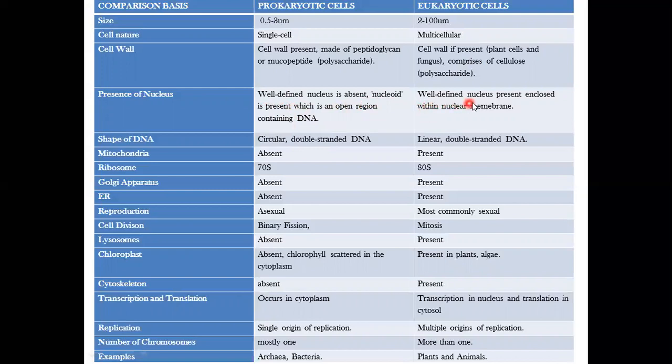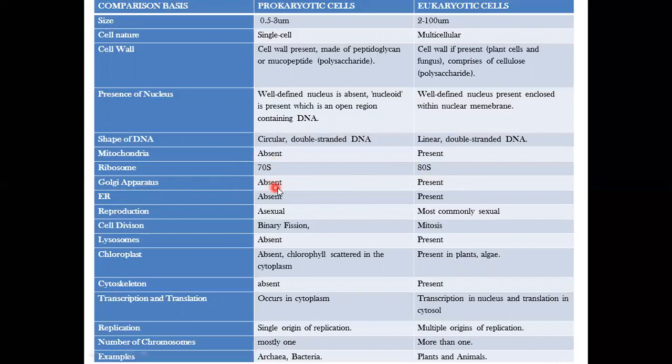In eukaryotes, a well-defined or true nucleus is present, which is enclosed by a nuclear membrane. The shape of DNA: in prokaryotes it is circular and double-stranded, and in eukaryotes it is linear and also double-stranded. Mitochondria are absent in prokaryotes and present in eukaryotes. Ribosomes are smaller in prokaryotes, at 70S, and in eukaryotes they are larger, at 80S. S means Svedberg units, a sedimentation unit of ribosomes.